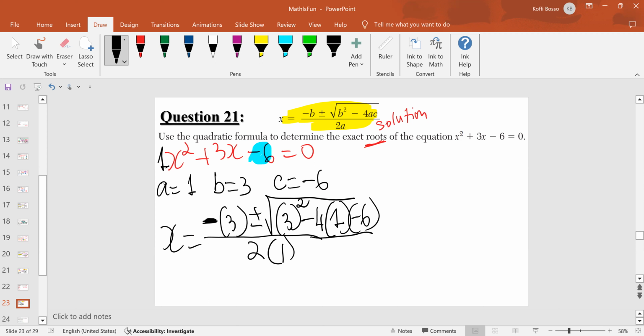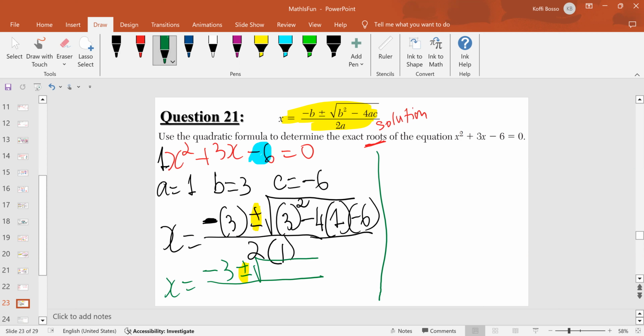Now we're going to work it out. Remember, x is equal to, I take negative 3, I can remove the bracket. So plus minus. The plus minus there is telling you that you're going to have two solutions. One will be positive square root, and the other one will be negative square root. So we have a square root of.